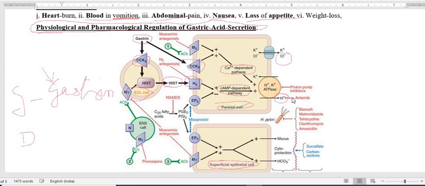If any drug directly inhibits the enzyme hydrogen ion potassium ion ATPase, or proton pump, then because of the inactivation of this enzyme, no hydrogen ion will be released, and therefore hydrochloric acid will not be formed within the lumen of the stomach. The drugs that inhibit the function of this enzyme are called proton pump inhibitors, and they are used as antacids or for the therapy of peptic ulcer.